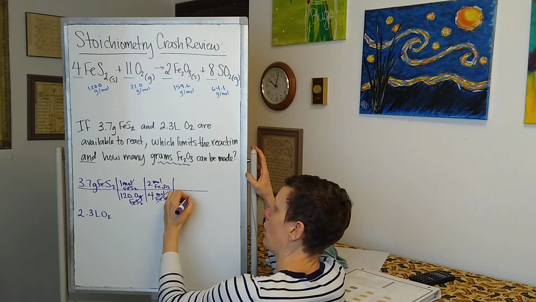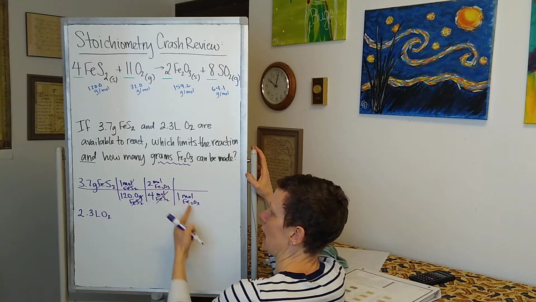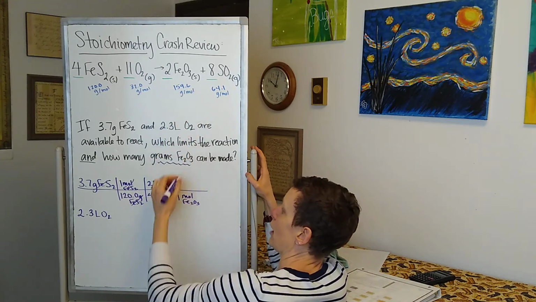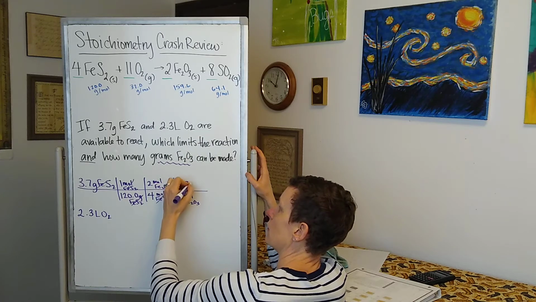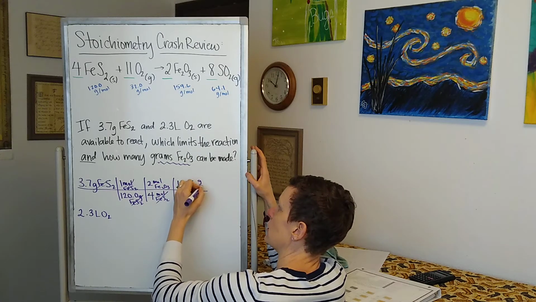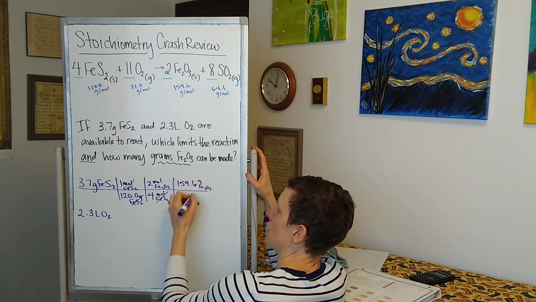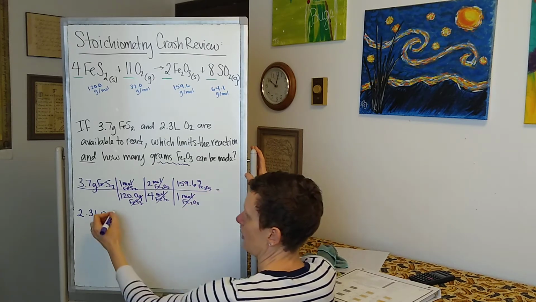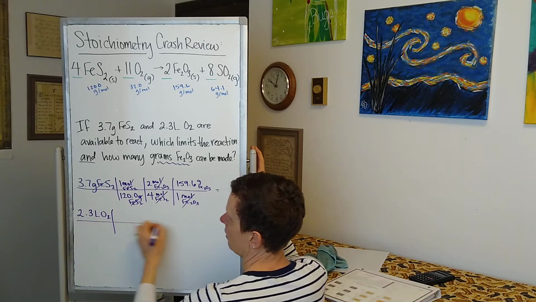So 1 mole of Fe2O3, remember moles cancel, so that's why I want that on the bottom, is 159.6 grams of Fe2O3. So moles go away. All right, I'm going to get that answer in a little bit. This one I'm going to set up as well.